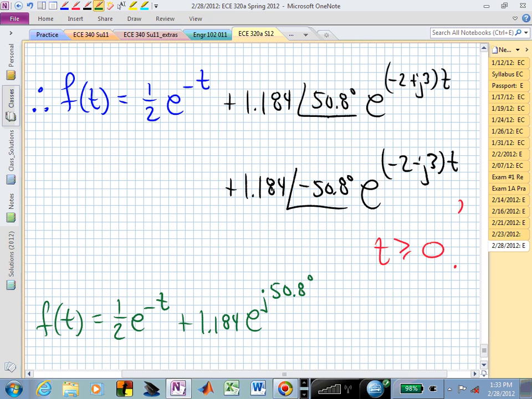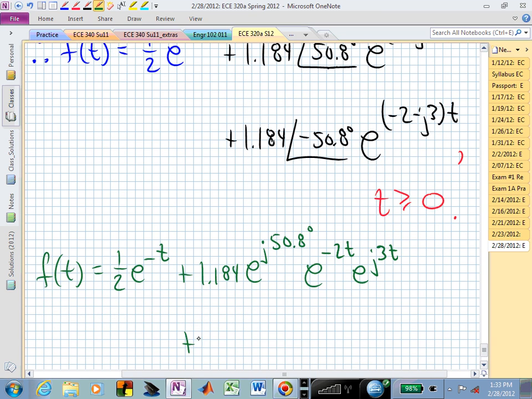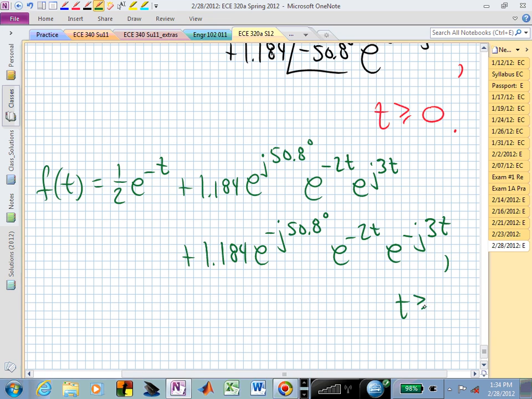And now I can multiply that by this e to the minus 2t, and it's an e to the j 3t. And likewise, I can have plus 1.184 e to the minus j 50.8 degrees, e to the minus 2t, e to the minus j 3t. Again, that's valid for positive or non-negative time.